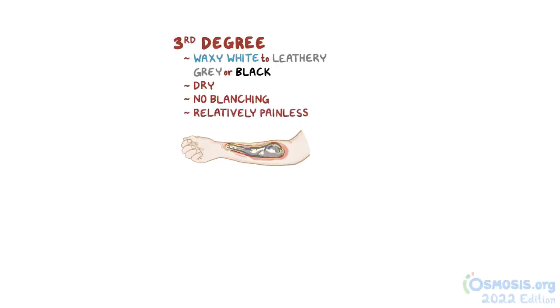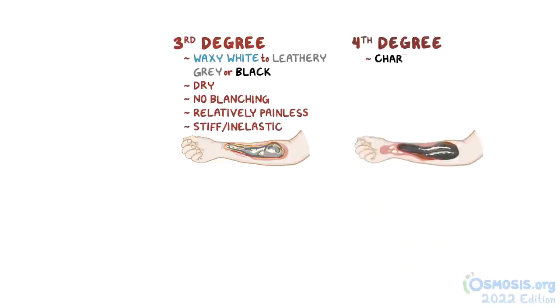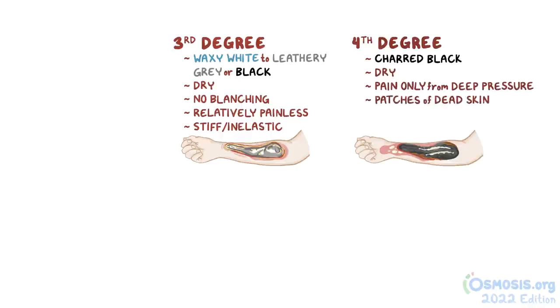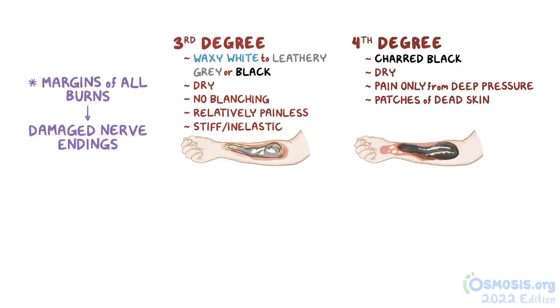Additionally, the elastin damage causes the burn to be stiff or inelastic. Finally, fourth-degree burns are charred black, dry, have pain only from deep pressure, but can be painless from complete destruction of nerve endings, and have patches of dead skin. Having said that, the margins of all burns often have lots of damaged nerve endings, and that can be painful.